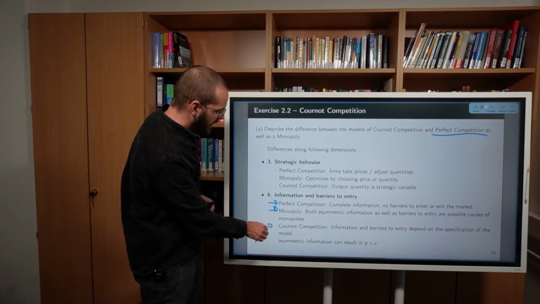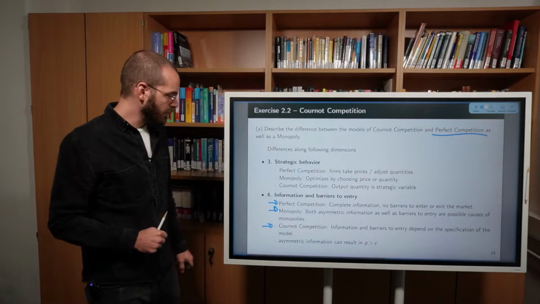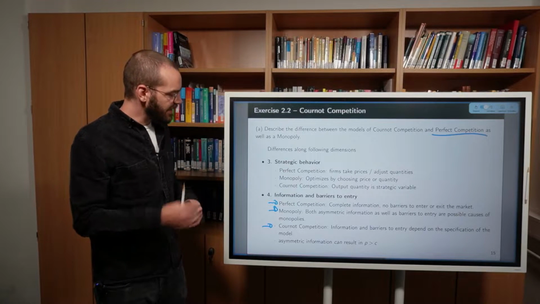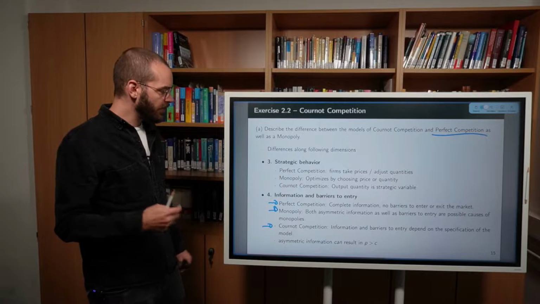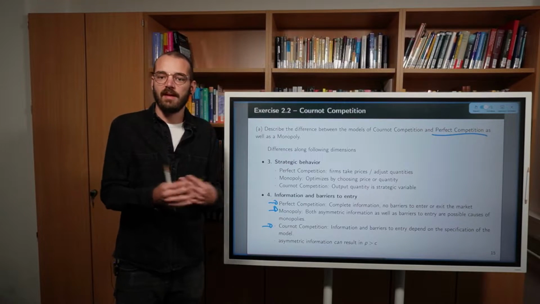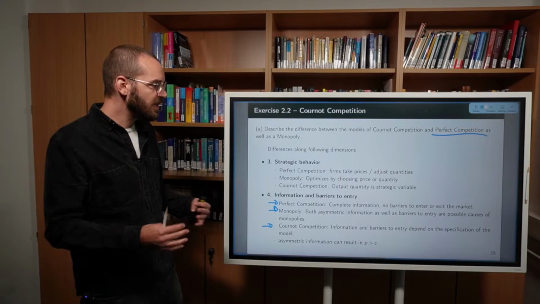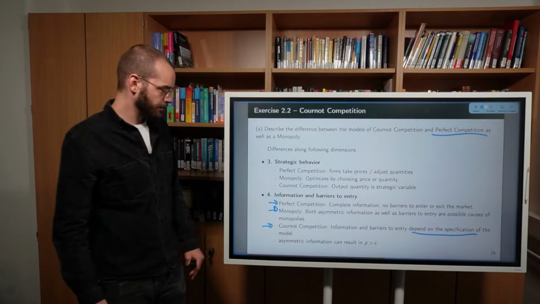Then finally, the new kind of model that we are only getting to learn today, the Cournot competition. Well, in this case, again, it really depends on the specification. We can have a look at a model with or without asymmetric information, and we can have a look at models with and without barriers to entry. So it really depends on the specification of the model.